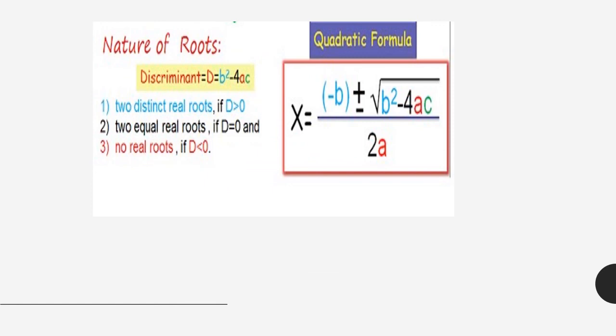Also, here you can see there are questions that ask you about the nature of the roots. The nature of the roots is this only: if the discriminant is greater than 0, positive, then we have two different real roots. When the discriminant is equal to 0, we have two equal roots. And the third condition, when it becomes negative, is no real root. These all apply when we use the quadratic formula to find the solution or roots of any quadratic equation.